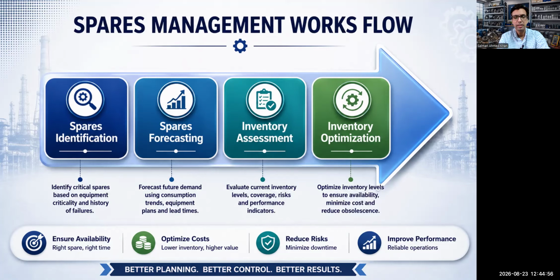And after that, once you finish with the demand side, from the supply side you need to assess your inventory, evaluating current inventory levels, coverage risk, and performance indicators. And after that, you focus on optimizing your inventory to ensure availability with minimized cost. And there must be a reduction in obsolescence. Obsolete or non-moving parts, which could be due to technological change or other things, should also be identified for better planning and better controls in order to have better results.